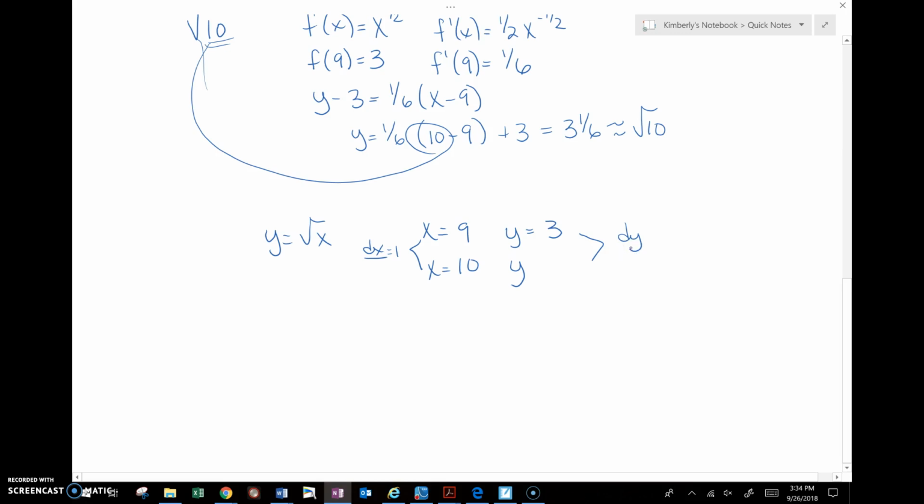And really what I'm looking for here is dy, so I can add that on to 3. So dy equals 1/2 x to the negative 1/2 dx. So dy is 1/2 times 1 over the square root of 9, which is 1/3, and dx is 1. Again, I get that dx because the change from 9 to 10 is 1, and I get my change in y to be 1/6. So because 9 plus 1 is 10, 3 plus the change in y, 1/6, is 3 and 1/6. And that's how to do the problem with a differential.